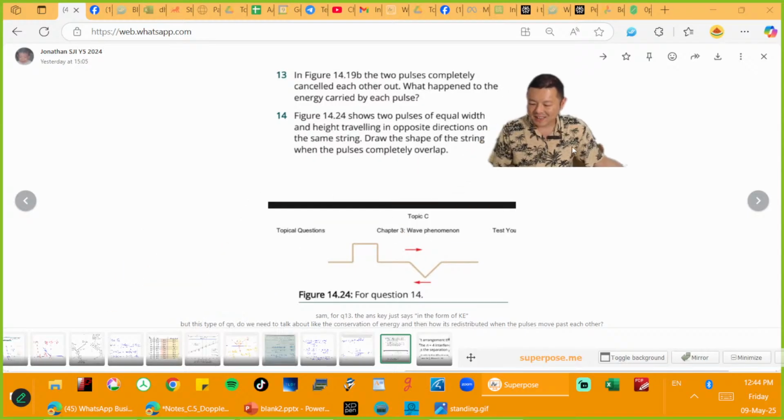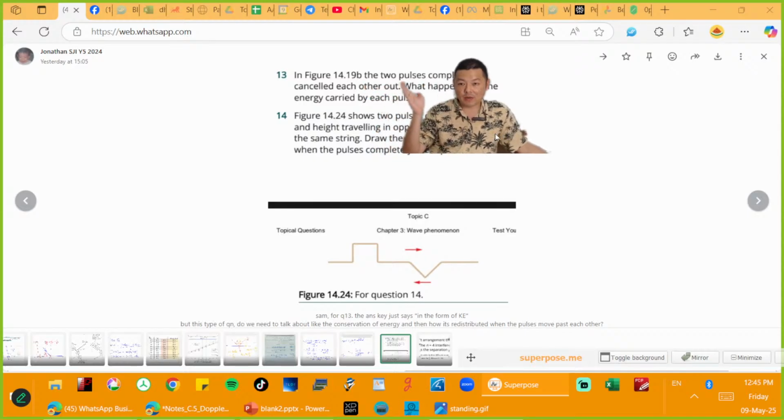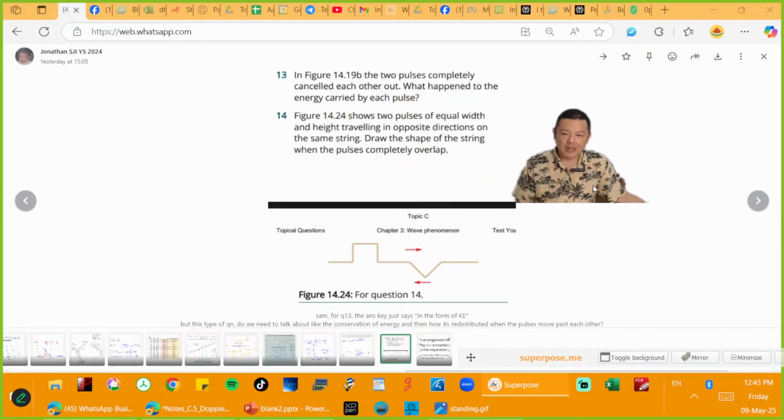Yeah, I guess when the pulses cancel each other out, here's the thing. It's not like the energy will disappear. We didn't destroy energy, right? So what happens is that it will still continue, but it will still travel.